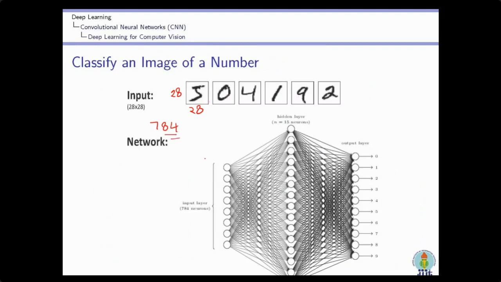Now I have to design a system so that if I give an image as input, it should classify it into a particular class. So its class should be 5, 0, 4, 1, 9, 2. I have to design such a system so that if I give this image as input, it classifies it into a particular class. How many classes are there for this problem? There will be 10 classes: 0, 1, 2, 3 and so on up to 9. So 10 classes are there.